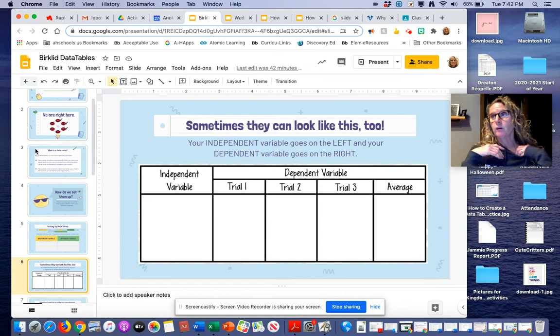So for example, I know that my friend Amy's data table had, after where it says dependent variable, underneath that, the trials were like to the hundreds. The different times she went out and counted things. So it can change, and it depends on what you're doing. And we're going to look at that more today and then tomorrow, how it might look different.